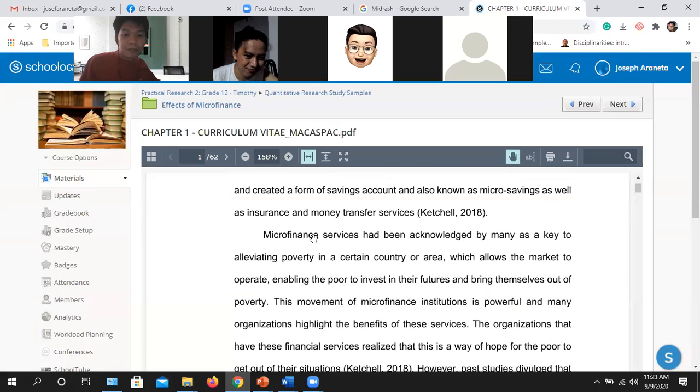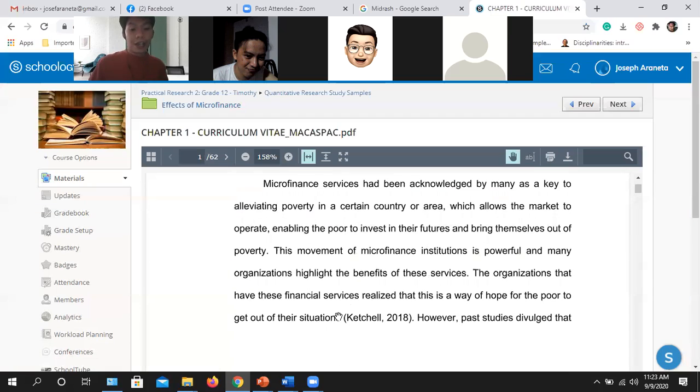Next is, microfinance services had been acknowledged by many as a key to alleviating poverty in a certain country or area, which allows the market to operate, enabling the poor to invest in their futures and bring themselves out of poverty. This movement of microfinance institutions is powerful, and many organizations highlight the benefits of these services.